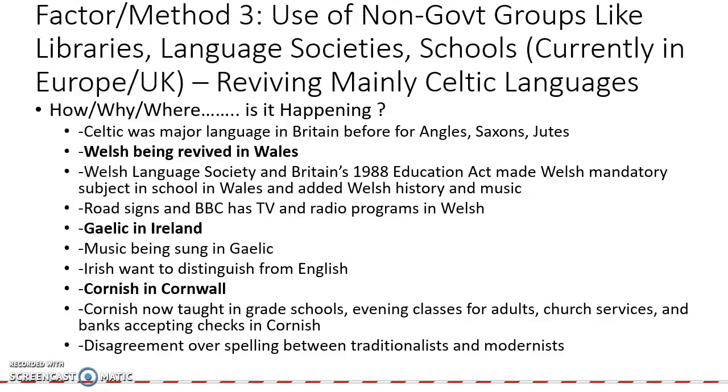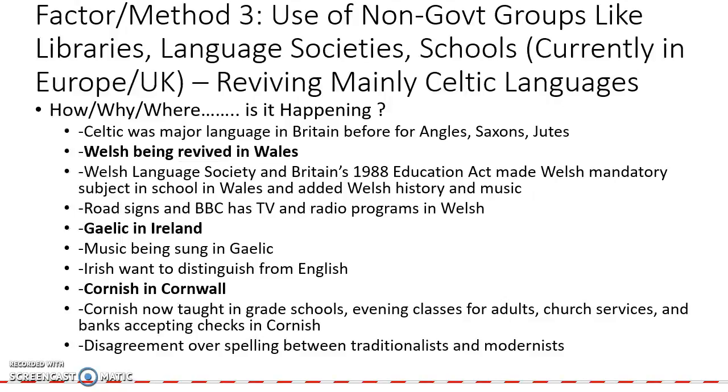Celtic was the major language in Britain and England before the Angles, the Saxons, and the Jutes came with the Germanic languages. So the Welsh is being revived in Wales. The Welsh Language Society and Britain's 1980 Education Act made Welsh a mandatory subject in schools. So people have to learn it in schools in Wales. And they added Welsh history and music.